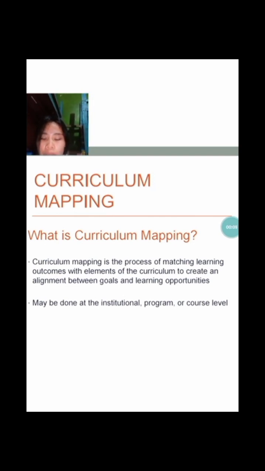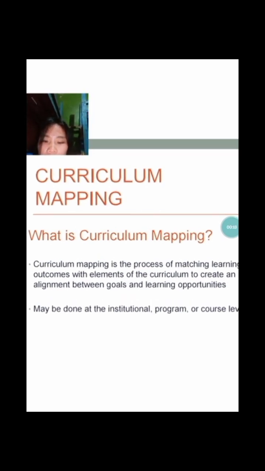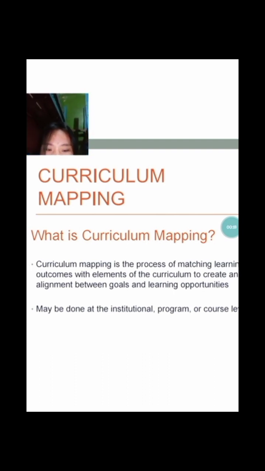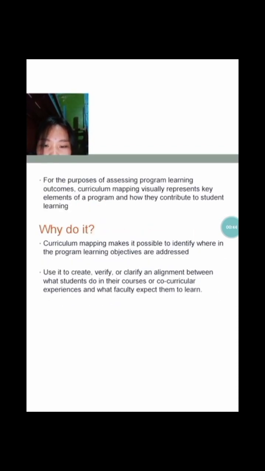My topic is all about curriculum mapping. So, now, what is curriculum mapping? Curriculum mapping is the process of matching learning outcomes with elements of curriculum to create an alignment between goals and learning opportunities. Mo ni siya ang proseso nga makamatch sa learning outcomes nga elements through the curriculum to create an alignment and may be done at institutional, program, or course level.